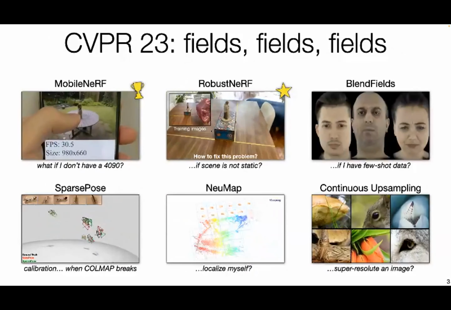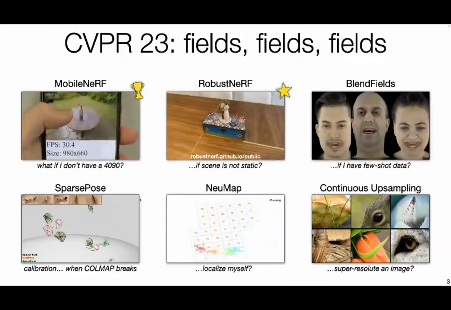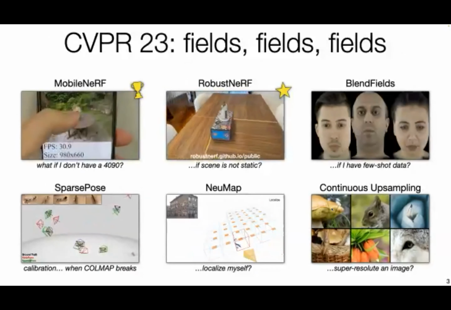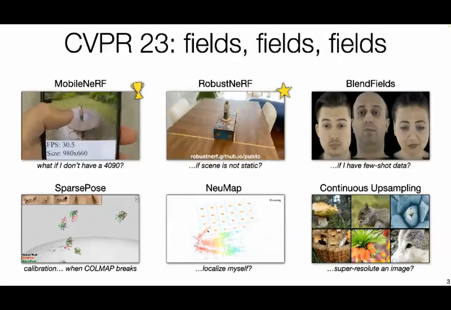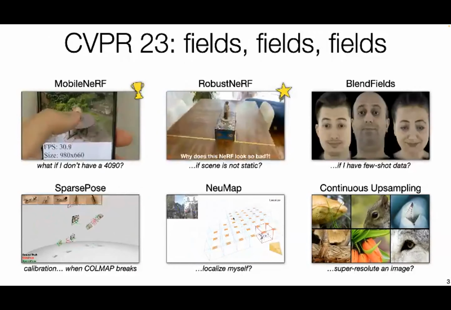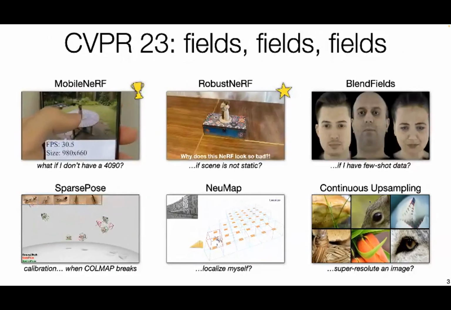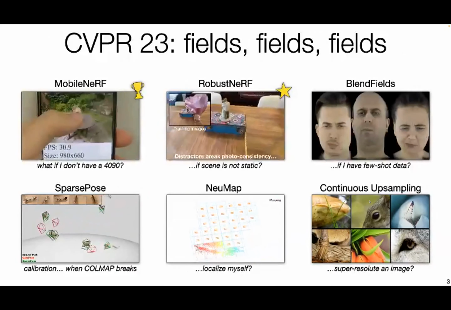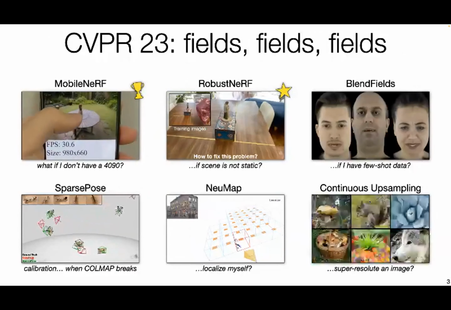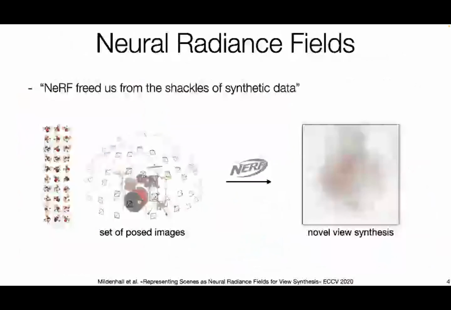The top row is NeRF-based systems, but at the bottom are ways of optimizing side information that you need to train these models, but also things like doing mapping using neural fields or even continuous super resolution using these techniques. So not just doing NeRF, it's a bit broader than that. But today, I want to talk a little bit about the optimization structure of a NeRF model.